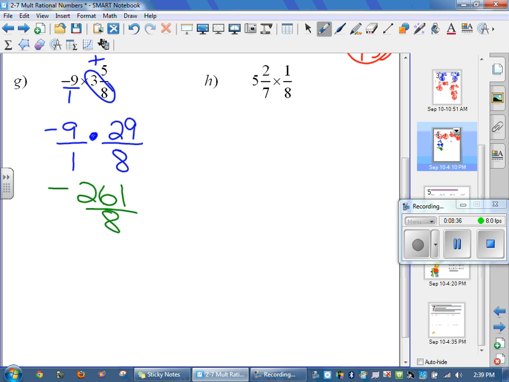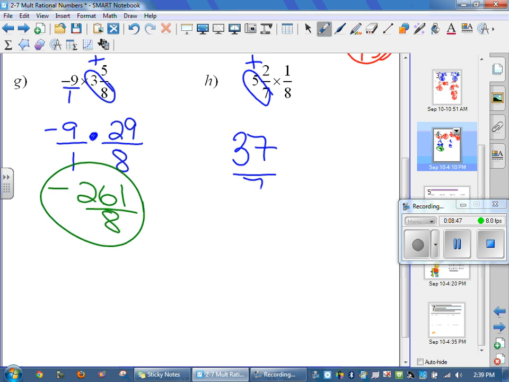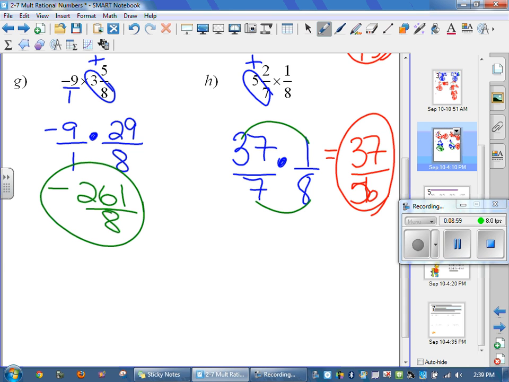Okay? The next one. Side times the bottom, 35, plus our 2 will give us 37 over 7, times 1 over 8. Now I multiply my tops, multiply the bottoms. That's going to give me 37 over 56. And that will not go any lower. Okay? 37 over 56 is as low as it goes.